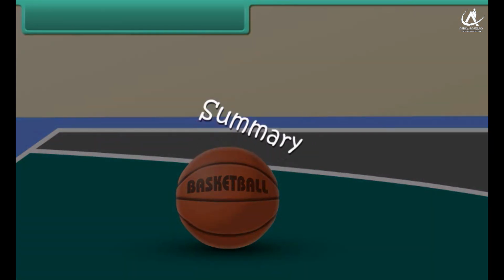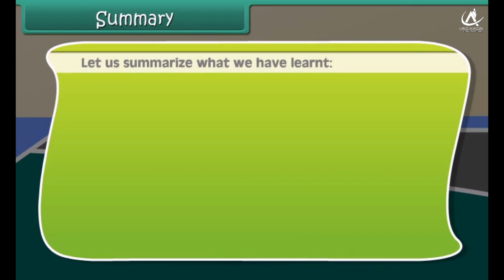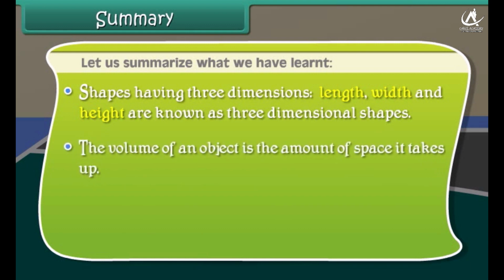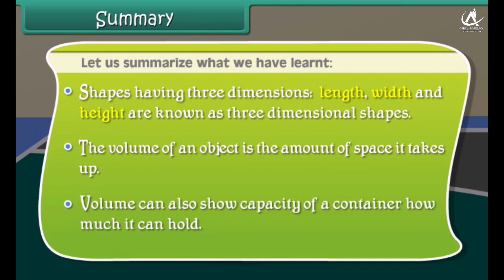Summary. Let us summarize what we have learned. Shapes having 3 dimensions, length, width, and height, are known as three-dimensional shapes. The volume of an object is the amount of space it takes up. Volume can also show capacity of a container, how much it can hold.